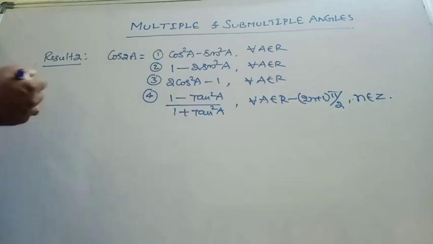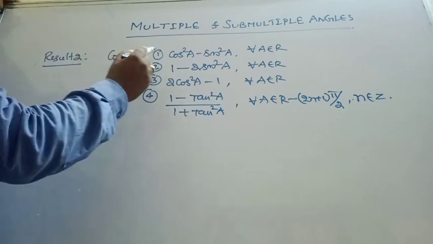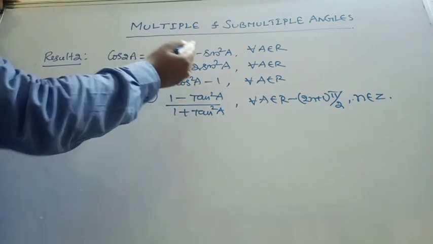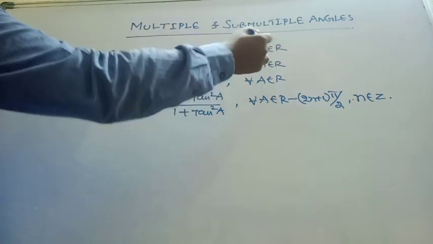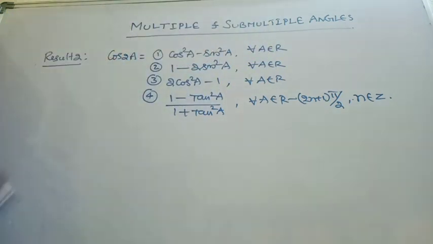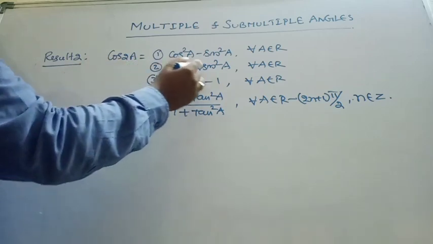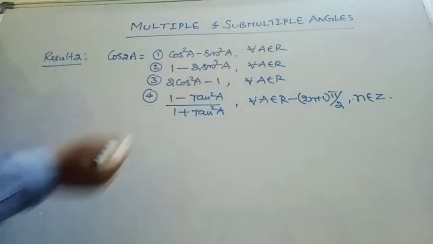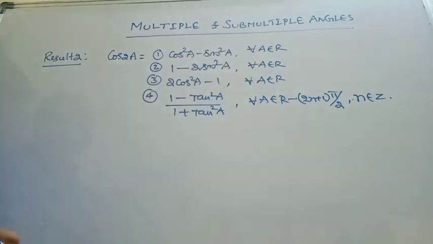Now we have another result, number 2, that is cos 2a. We have to prove it is equal to, number one, cos square a minus sin square a, for all a belongs to R, since R is the domain of cos a and sin a. Number 2, 1 minus 2 sin square a, for all a belongs to R. Number 3, 2 cos square a minus 1, for all a belongs to R.